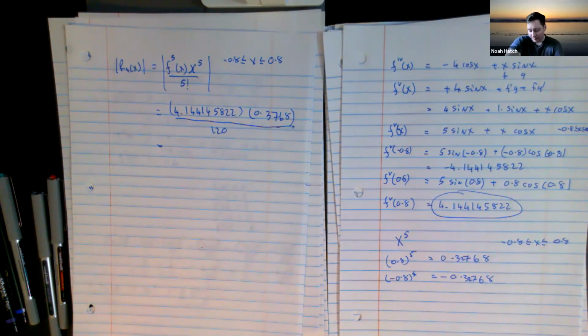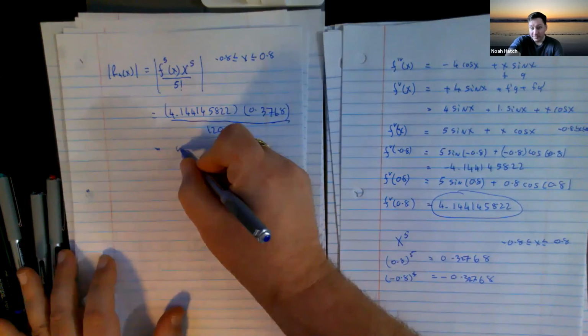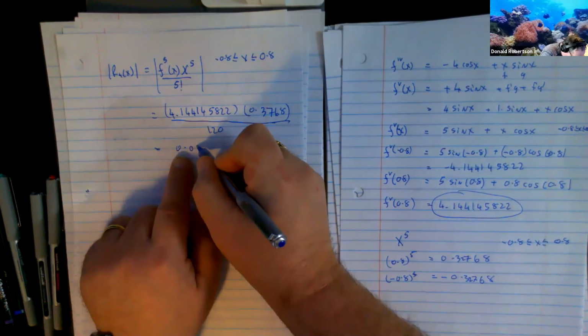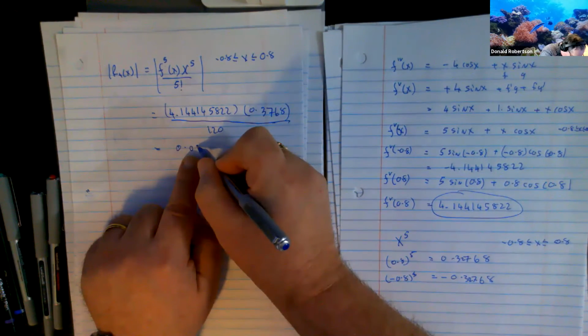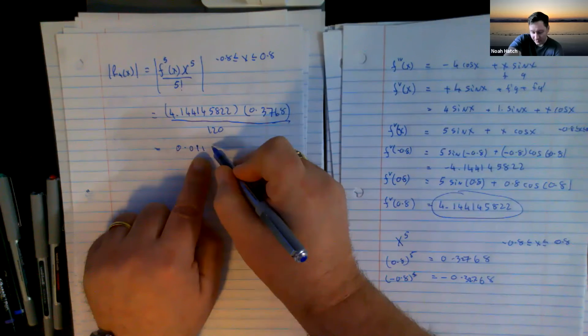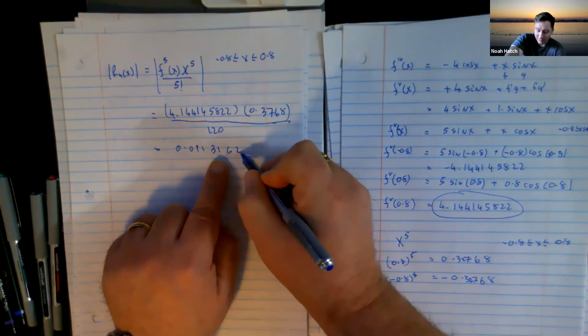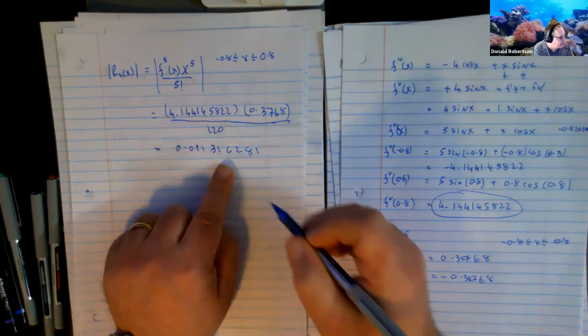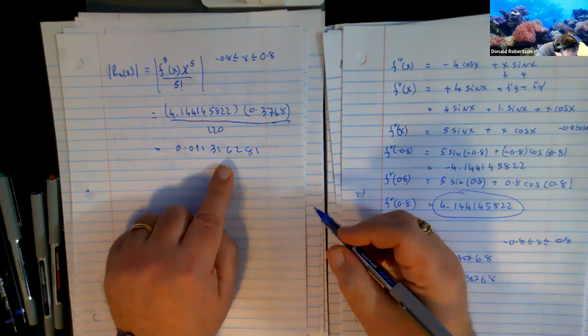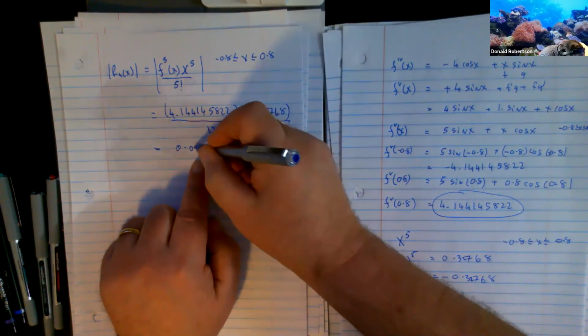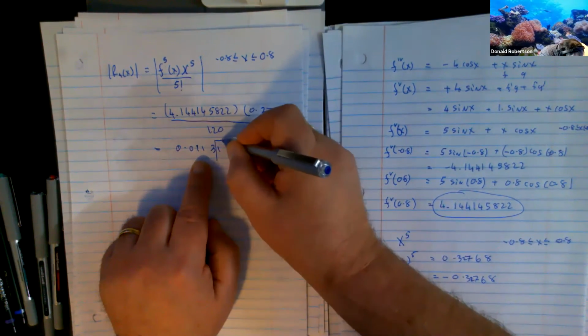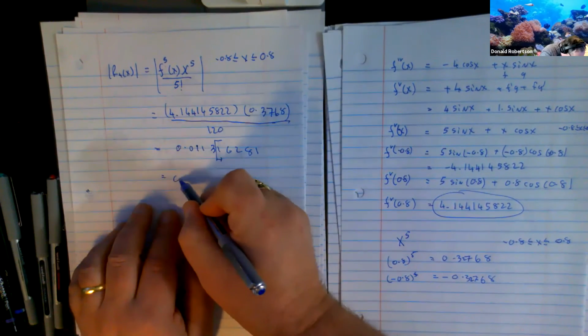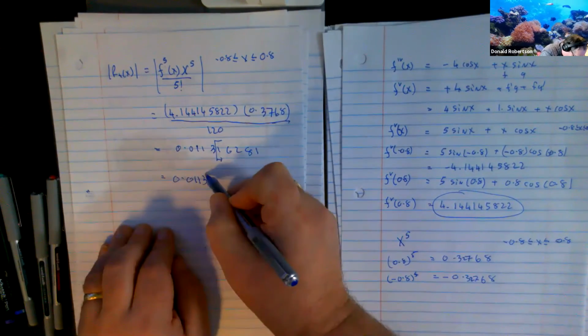I got 0.011316281. Okay, now they want it to 4 decimal places, which means we're going to stop at 1, 2, 3 here. So the answer is 0.0113.